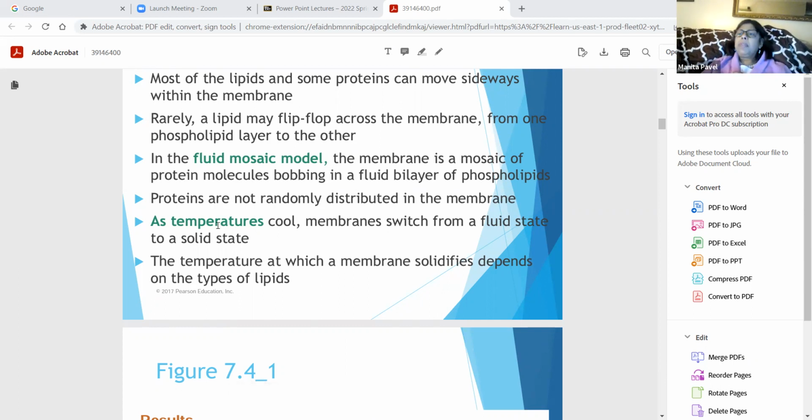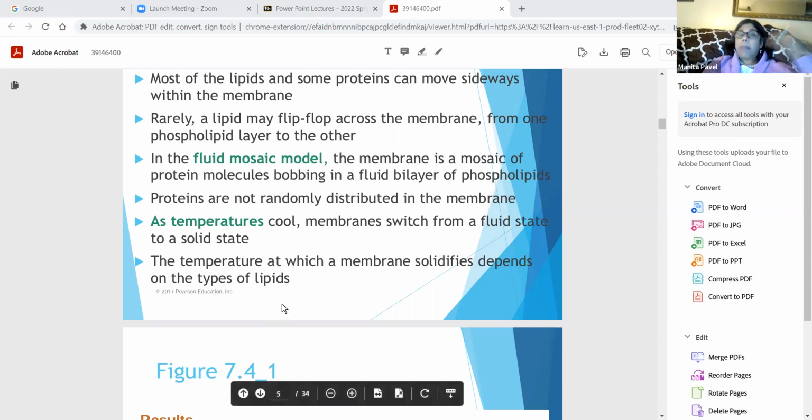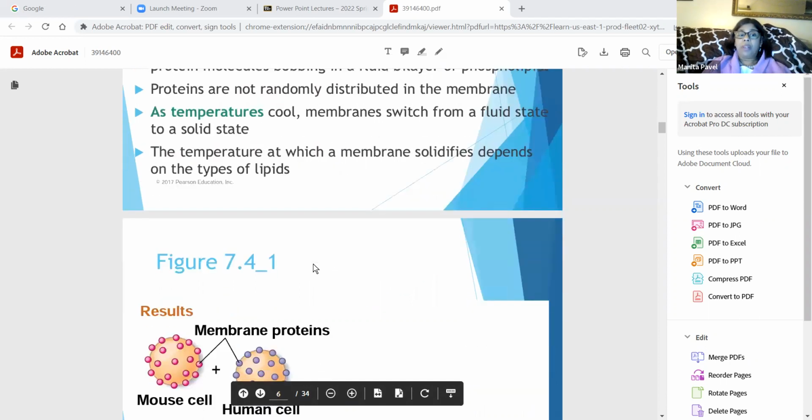Now, what happens to the plasma membrane as the temperatures cool? When the temperatures cool, the plasma membrane will switch from a fluid state to a solid state. And the temperature at which the membrane solidifies will depend on the type of lipids that are present.